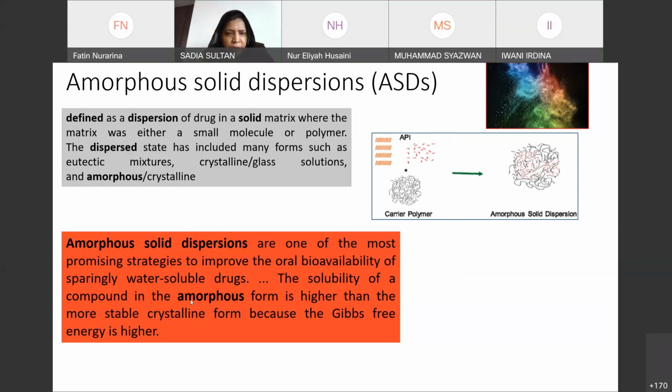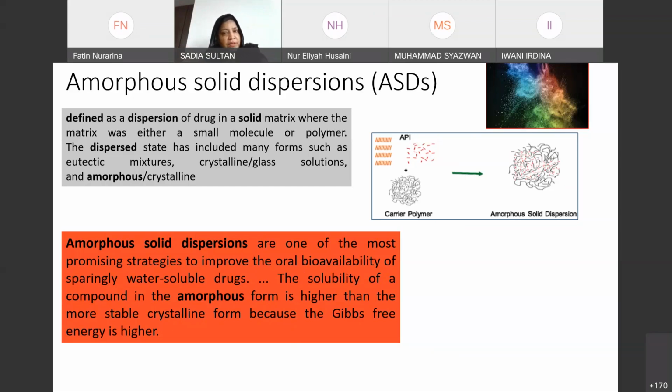So the solubility of a compound in the amorphous form is higher than in the more stable crystalline form. If they are in crystalline form, it's not very good, but if they are in the amorphous form, their solubility is higher compared to their crystalline form, because normally crystalline drugs are stable, while amorphous drugs are not stable, right? But with the help of amorphous solid dispersion, they are trying to have more stable and more soluble drugs. That's why the solubility of a compound in amorphous form is higher than the stable crystalline form, because the Gibbs free energy is higher. For amorphous solid dispersion, the Gibbs free energy is higher compared to crystalline.